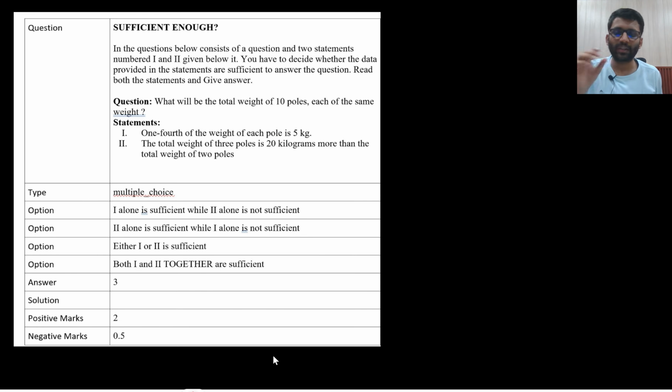What will be the total weight of 10 poles? Each of them has the same weight. So what will be the total weight of 10 poles?